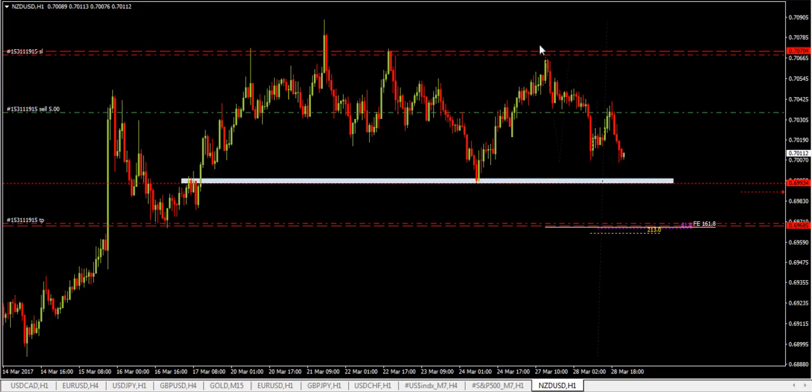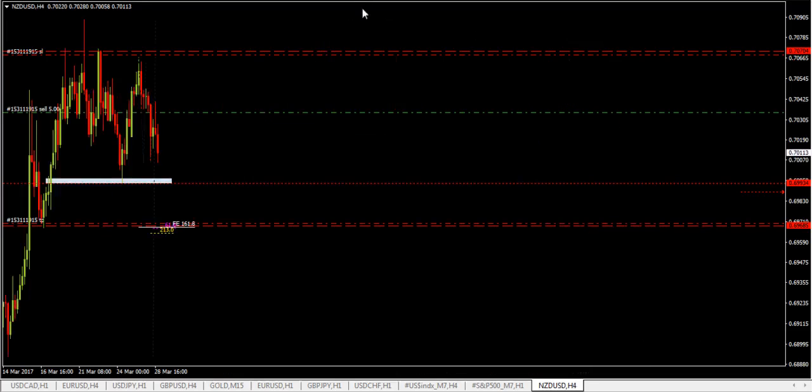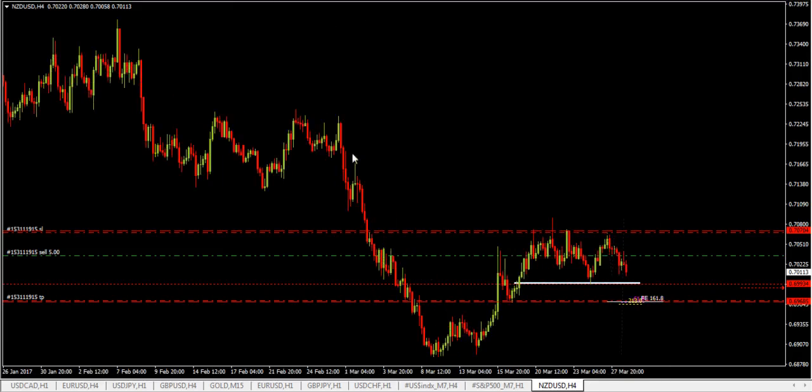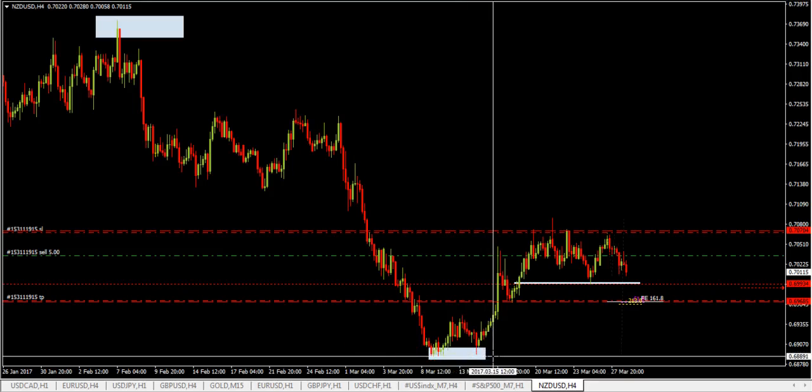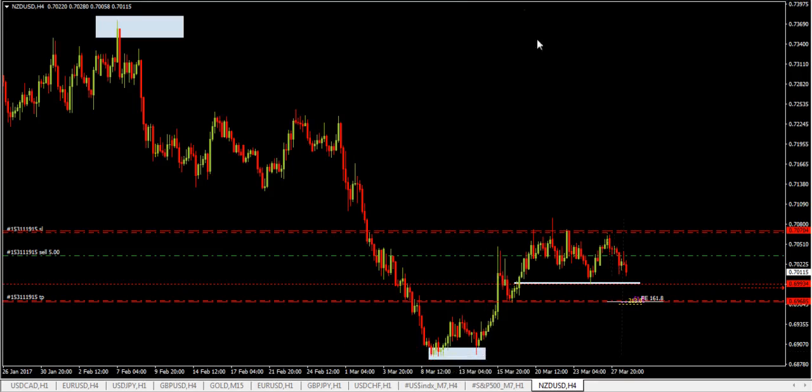Now, to remind you of the actual setup, I'm going to go to the 4-hour chart and show you what happened. We had a very strong down move from these highs all the way down to the lows at around the 68.89 or 68.90 level. Now this is the bottom of the move, and then we retraced up to these highs, to the 0.70 level.